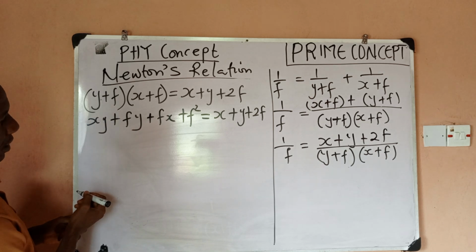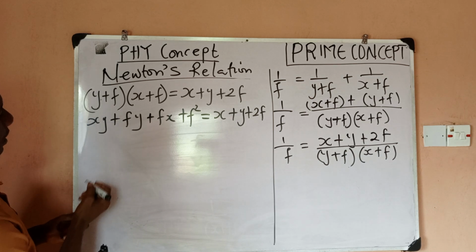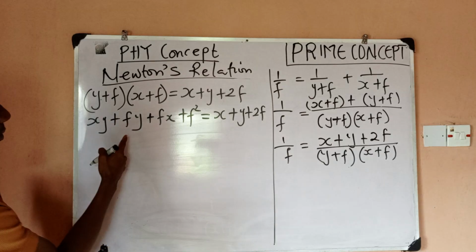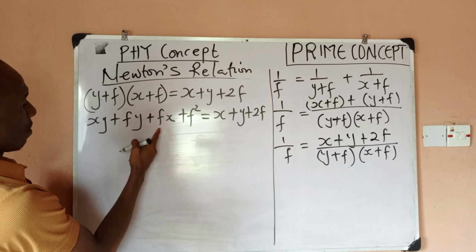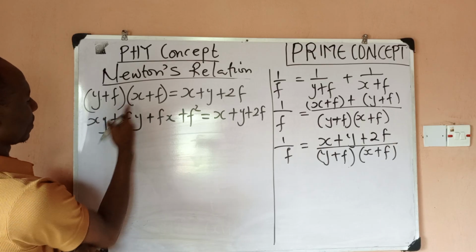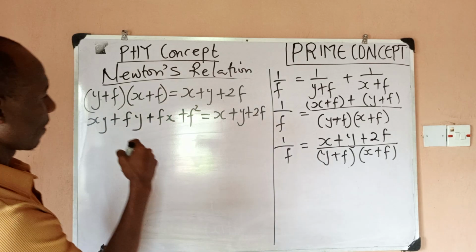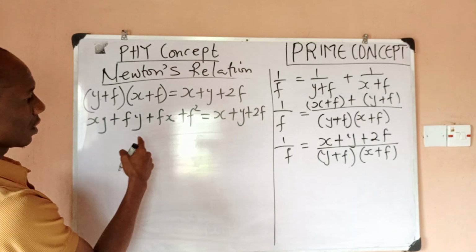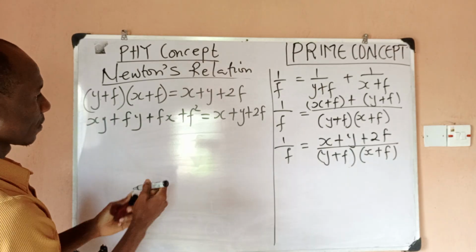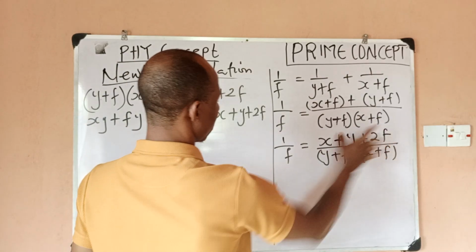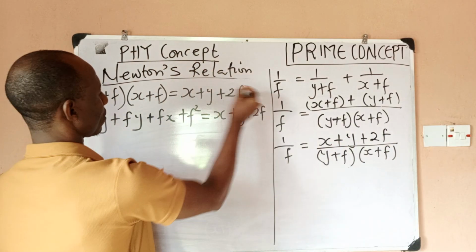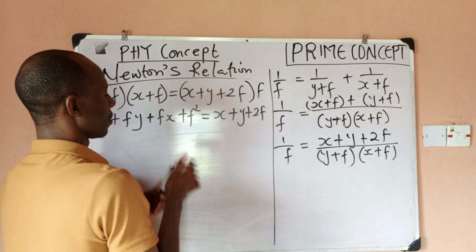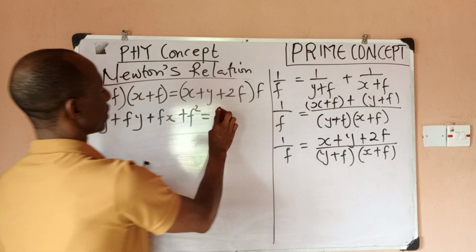Now we can see that this times this is this. Okay, now I have, okay, I think I missed something. We're supposed to multiply this by f as well. So this is supposed to be multiplied by f actually. So sorry for that. Let me quickly correct that.